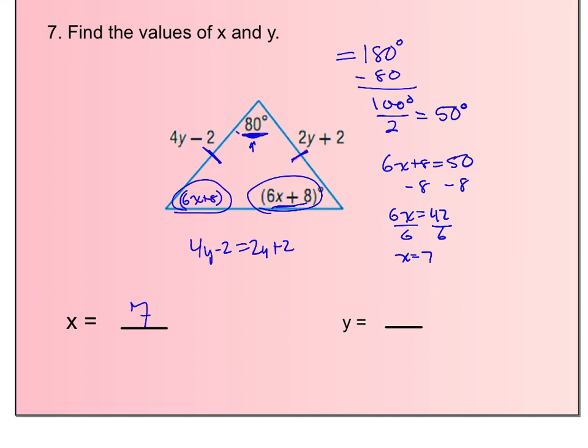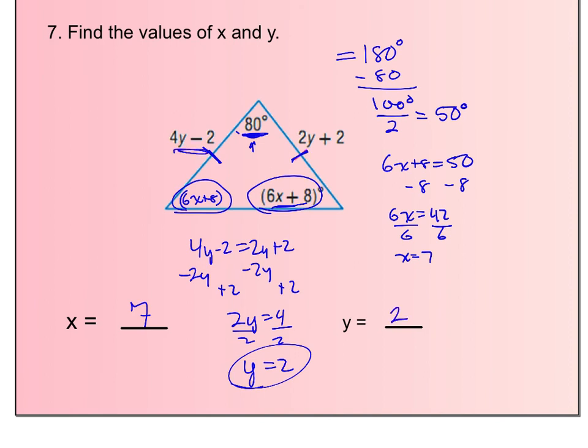So then isosceles, y is pretty straightforward. So I get 2y equals 4. So y should equal 2. Okay, and that's just because they're isosceles, they're equal to each other. So set them equal and solve. That's nothing too bad.